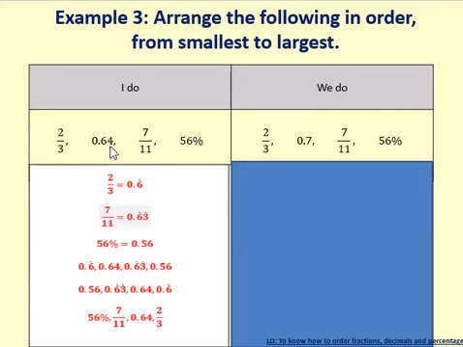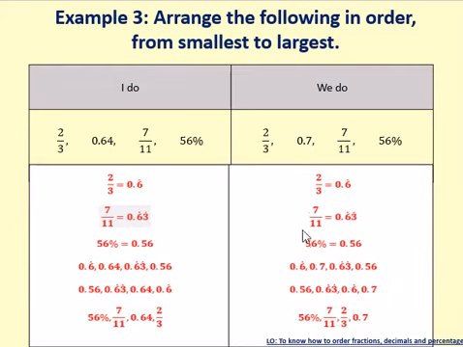0.64 is already a decimal, we can leave that alone. 7/11, we just do 7 divided by 11 to get 0.63 recurring, and then 56% we divide by 100 to get 0.56. So then put them in order from smallest to largest, and you should have 56%, 7/11, 0.64 and 2/3. So copy all of this down please, and then pause the video, try the we do, and we'll go through the answer in a moment.